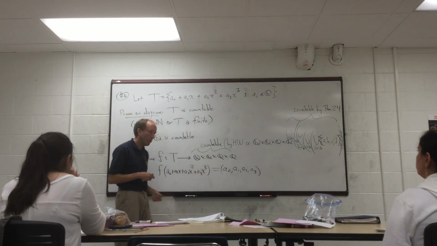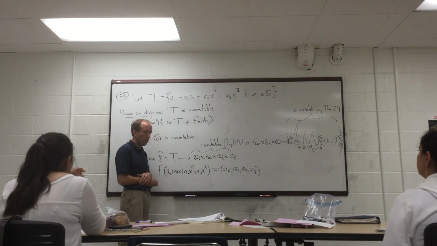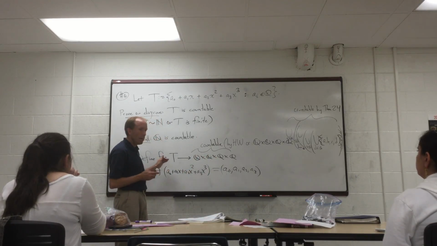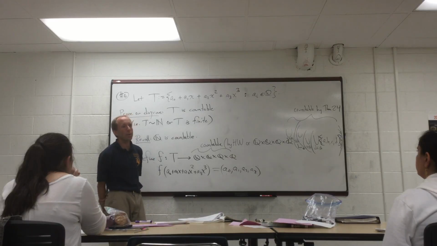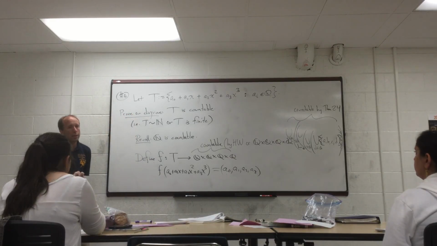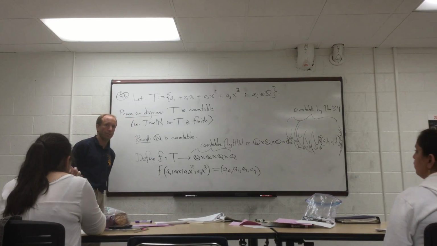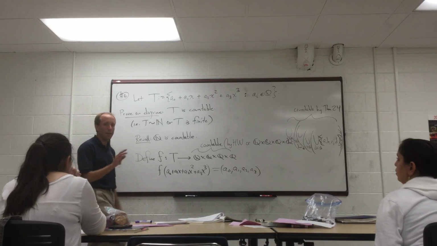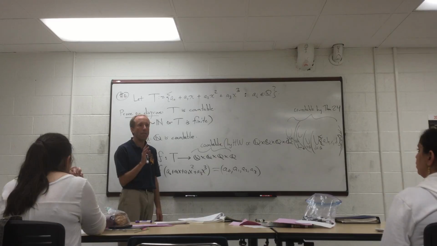So now I have a question for you. To show that T is countable, knowing that this one is countable, do we need to know that F is onto, or do we need to know that F is 1-to-1, or do we really need to know both? We need both, right? I think one is enough, right? You don't need to have both. You only need half of the condition.